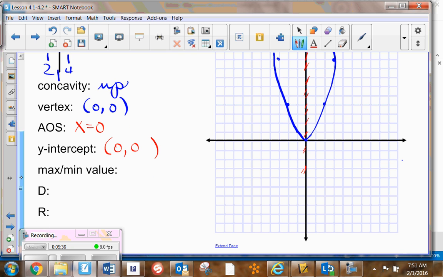We've talked about minimum and maximum values. Well, not exactly. We talked about minimum and maximum points. But now we're going to add this piece, value. Minimum and maximum value. The value is the output of a function.